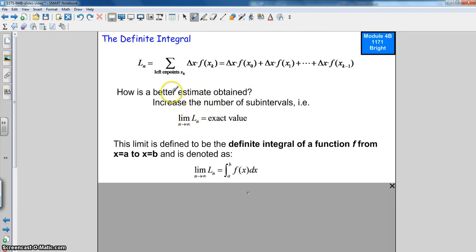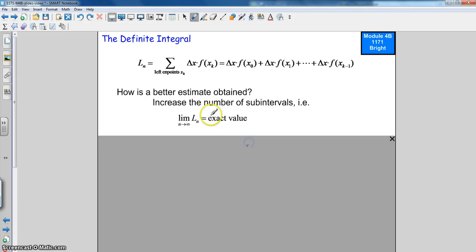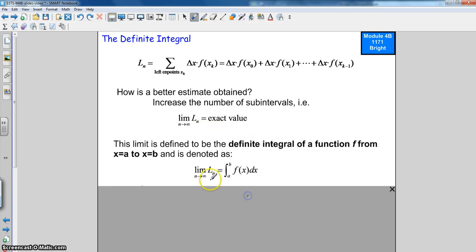Okay, and so again, we said that we want to obtain a better estimate by increasing the number of intervals. So we take a limit and pass the number of subintervals to infinity. This limit is actually called the definite integral from a to b. Okay. Notation-wise, the integral we saw back in Module 4a. A is the lower limit, b is the upper limit, or you can say upper and lower bounds too. And so we're going to discuss how to do this geometrically, tabularly, and then eventually, when we talk about the fundamental theorem of calculus, we'll actually be able to compute it algebraically.